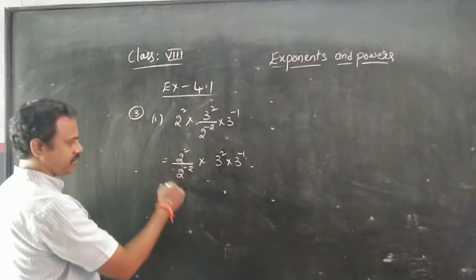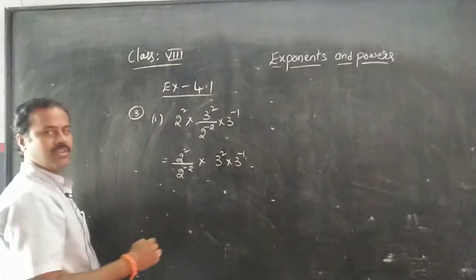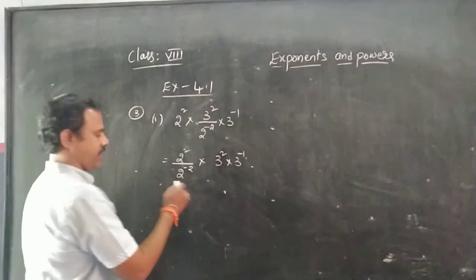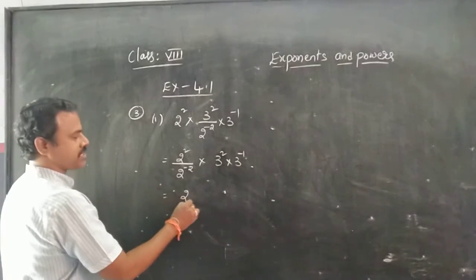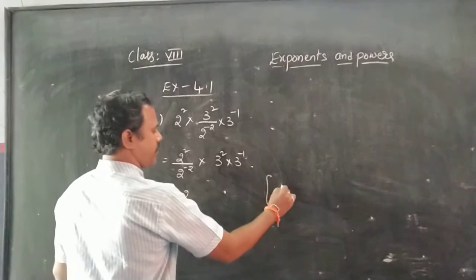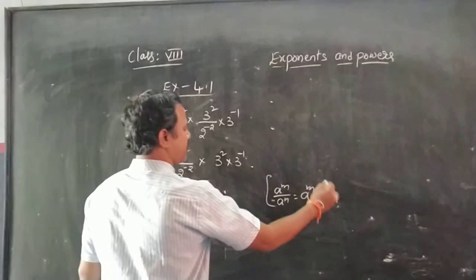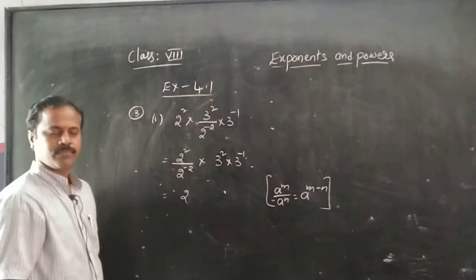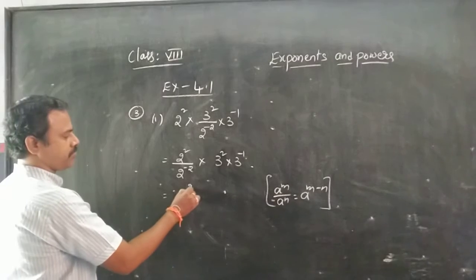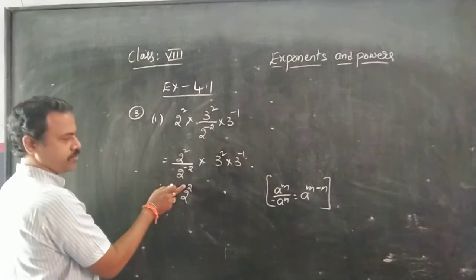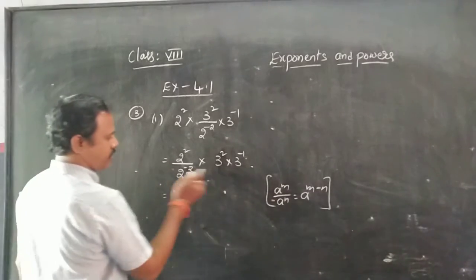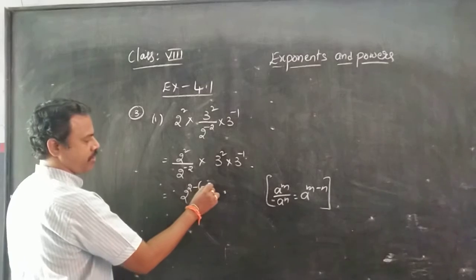Now what happens here? You observe this is in the form of a power m by a power n. Very good, Nana. The formula is, come on, tell me: a power m by a power n is equal to a power m minus n. Now we are going to apply the formula. In the place of m you have 2, and in the place of n you have minus 2. So it is 2 minus of minus 2.